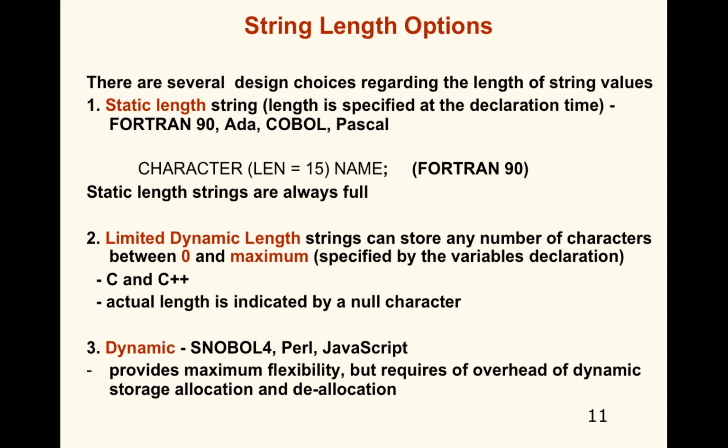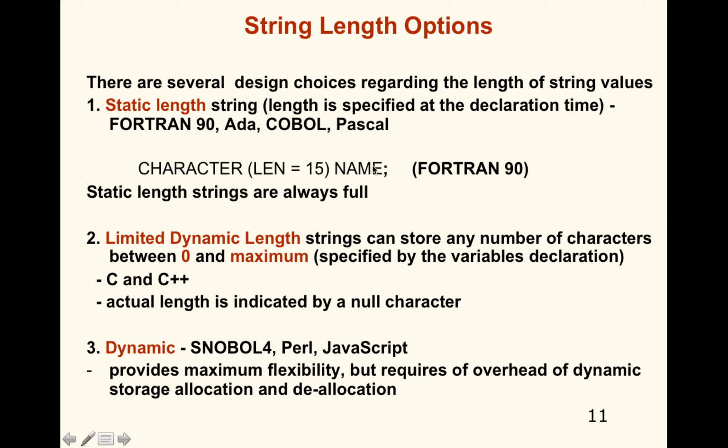The length is specified at the declaration time. Ada, C, in the beginning, C did this. Fortran, Pascal, they all use the static length. And the static length strings are always full because we only make the string as long as the number of characters that were assigned to it. So we say that the length is equal to 15, and it's going to be a character, and then we're going to call the variable name in this particular case.